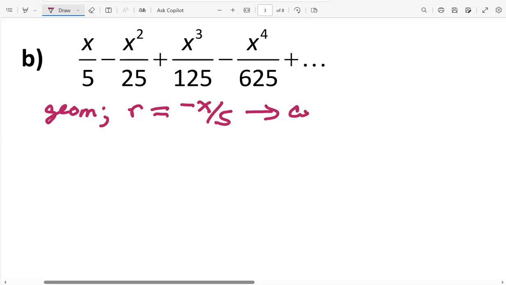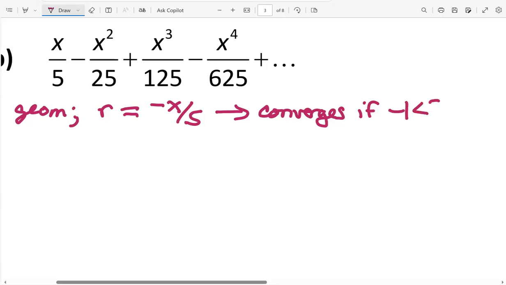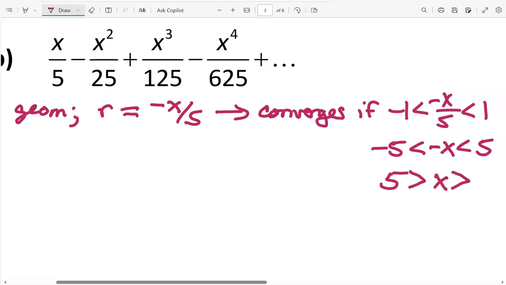So this series will converge if that ratio, -x/5, is in between -1 and +1. I'm going to multiply all three parts of this inequality by 5. So -5 is less than -x is less than +5. And now multiply all parts by -1. So that was 5 is greater than x is greater than -5, which is still to say that x has to be between -5 and +5.